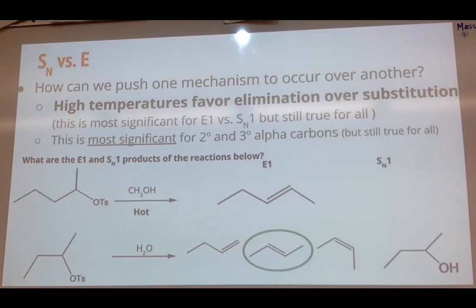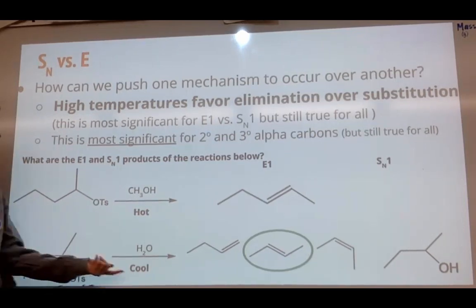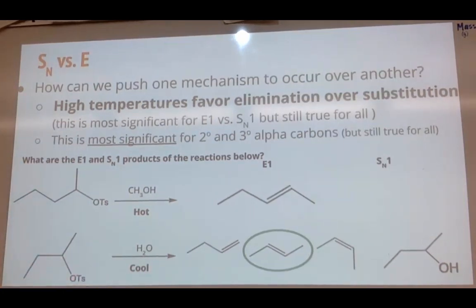If we look at our bottom mechanism, adding water, again, water is a weak nucleophile, weak base, so we would expect a mixture of E1 and SN1. However, if we lower the temperature, now we're favoring one mechanism over another. If we lower the temperature, now the substitution reaction is going to be favored. So our major product would actually be the SN1 product. So temperature and solvent are two ways that we can push one mechanism over another. And we'll see that often.